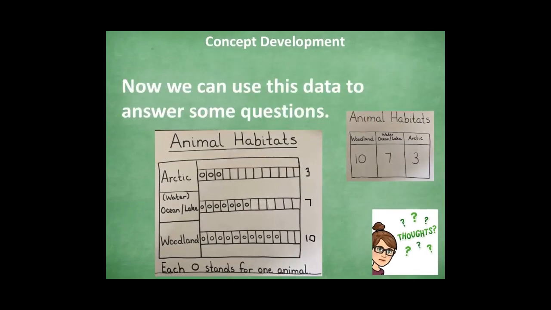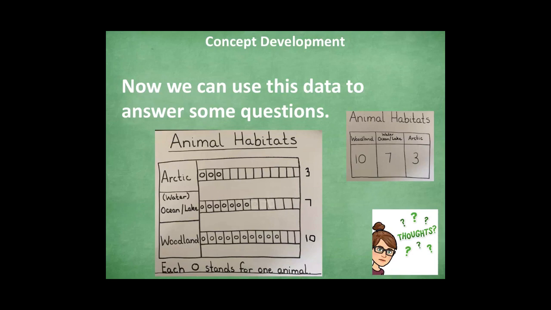Now we can use this data to answer some questions. How many more animals live in the woodlands than in the water? There are 10 animals that live in the woodlands. There are 7 animals that live in the water. I can do some quick mental math. If I count on from 7 to 10, I come up with 3. I could also quickly look at my pictograph and see the difference in the 2 groups.